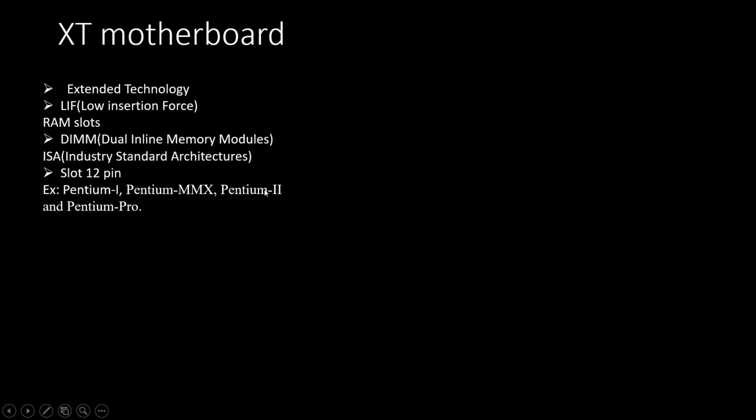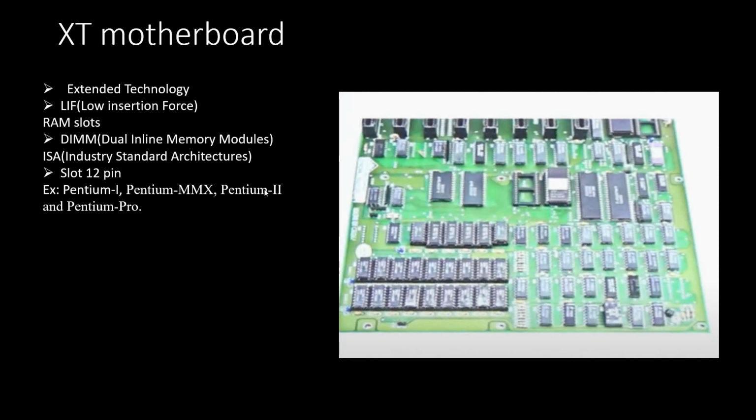Before writing the content, we first need to write the abbreviation of the motherboard, what ports it has, what components come under the slot, how many pins, and an example. These three are the most important. It's an old motherboard. Now we are not using this XT motherboard. This is the XT motherboard picture.